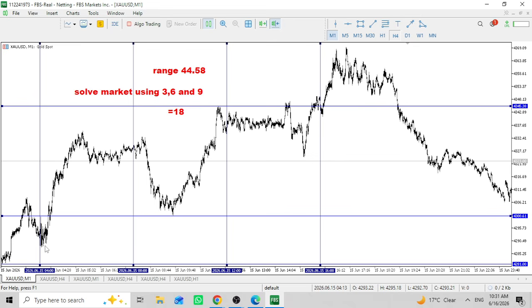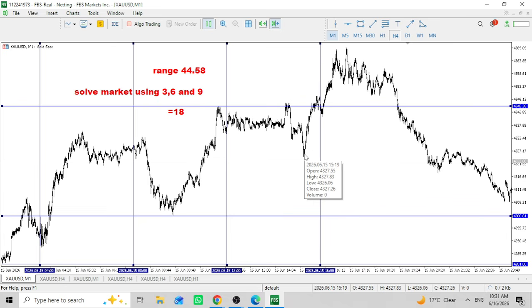Now, let's go to the next thing. High, 3, 6, and 9. After we add them, we have gotten 18. We have the range. So, we are trying to predict this low. Now, how do you do things? Take 6, the middle number.